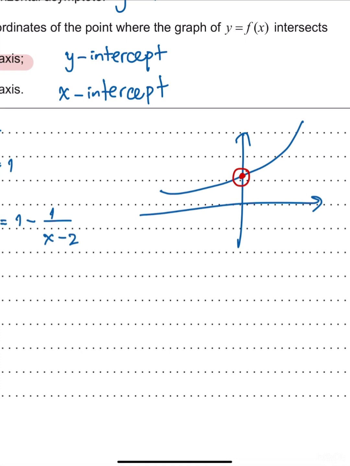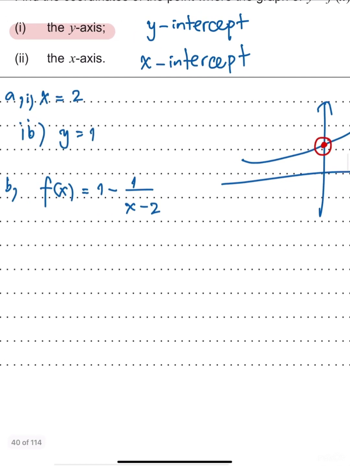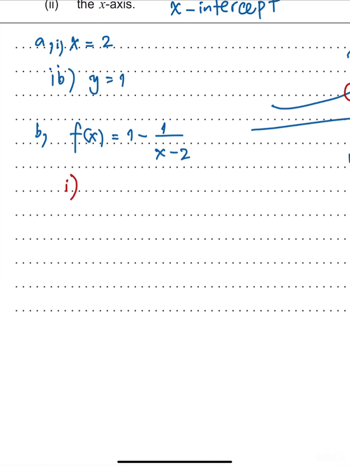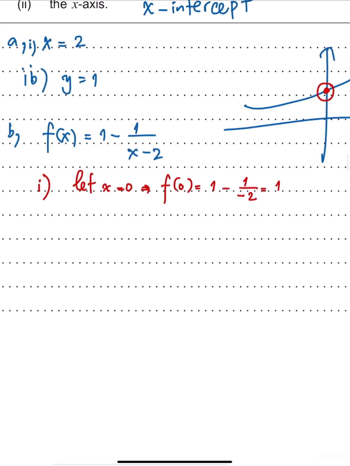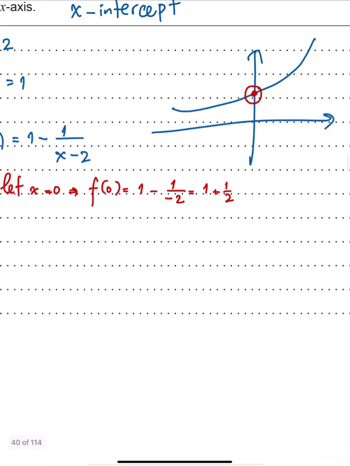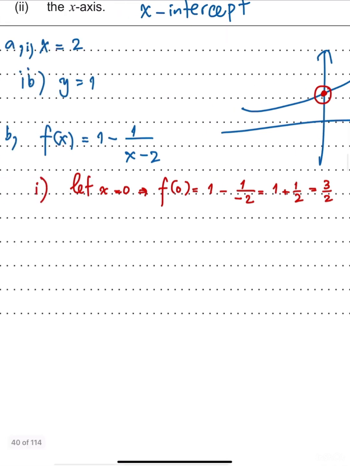Okay, so you might be confused, I guess. Just remember that y-intercept means it intersects with the y-axis, so the x value of that point will be 0. So let x equal 0, and that means f of 0 equals 1 minus 1 over negative 2. That will be 1 plus 1 over 2, because negative times negative becomes positive. That will be 3 over 2. So the y-intercept point here is (0, 3/2).